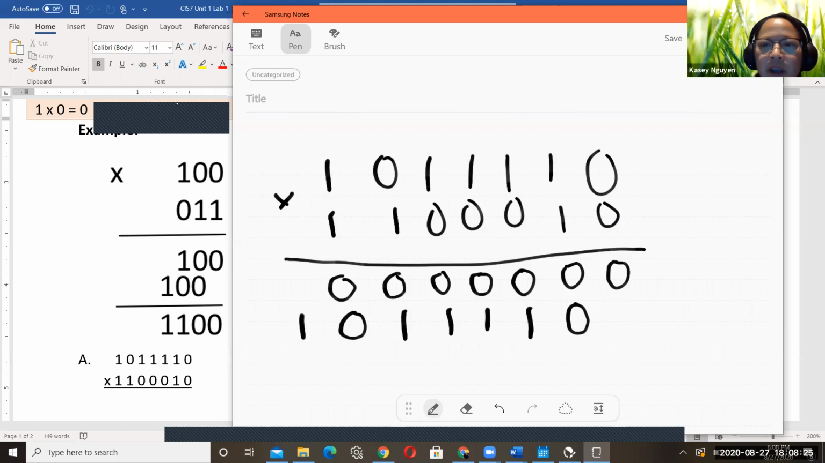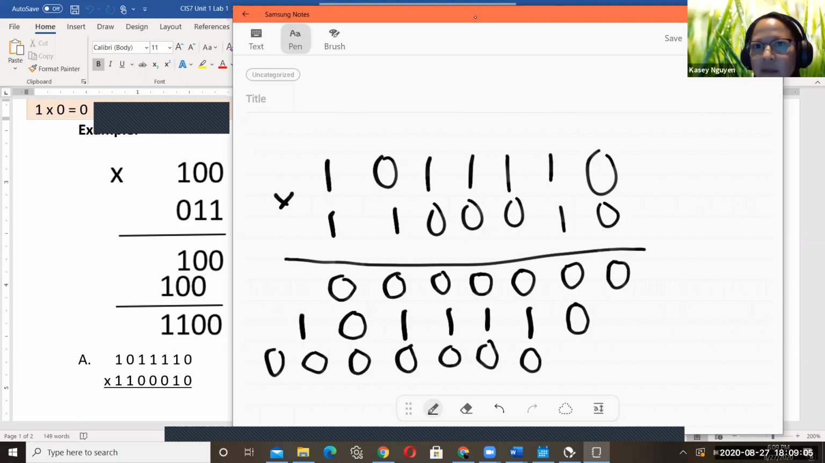Then again, we are going to move to the next digit. So now we're going to shift left one more place for this 0 right here. So again, 0 times a 0 is a 0. 0 times 1 is a 0. 0 times 1 is a 0. Again, 0 there. 0 times 1 is a 0. 0 times 0 is a 0. 0 times 1 is a 0. And you would continue to do that.